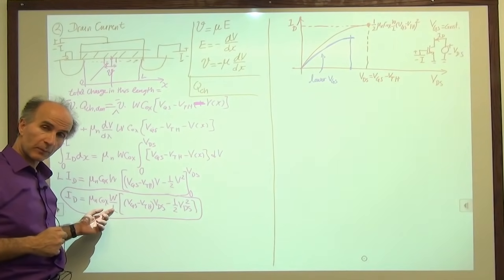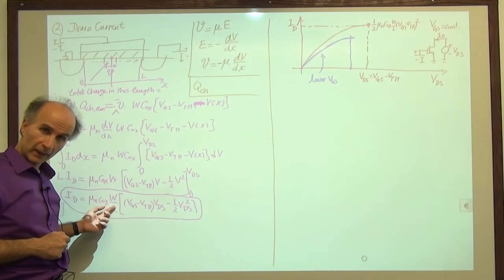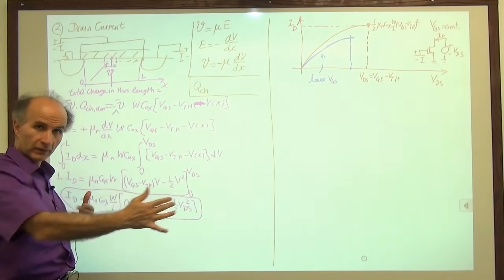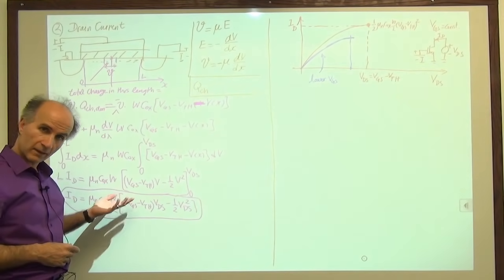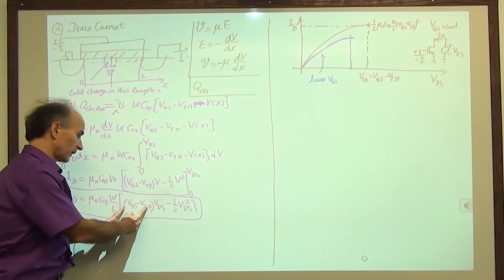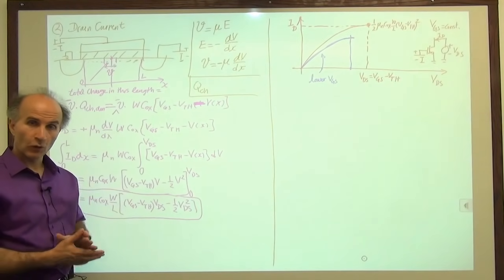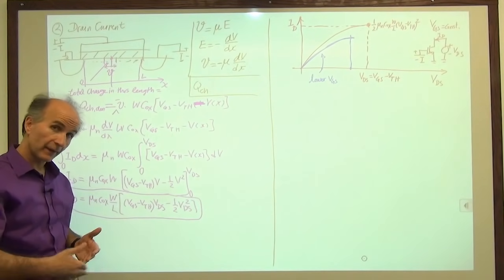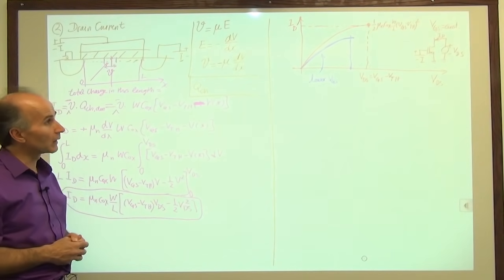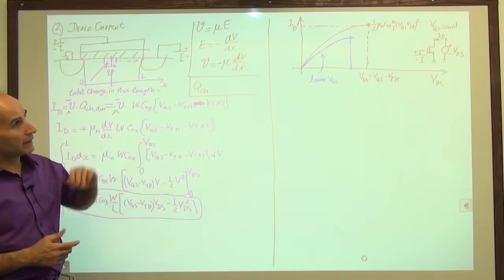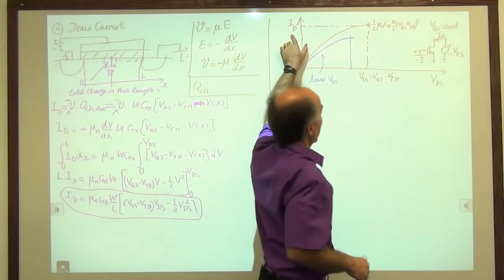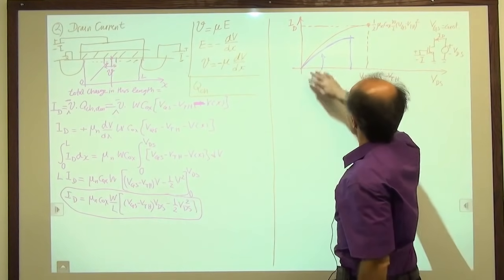And it's inversely proportional to L, because if the device is longer, it's like a resistor that's longer. A resistor that's longer has a higher resistance, so similar ideas apply here as well. And then we have VGS minus VTH, which again makes sense because that's the overdrive necessary to create a channel of electrons, and that's why it's here.